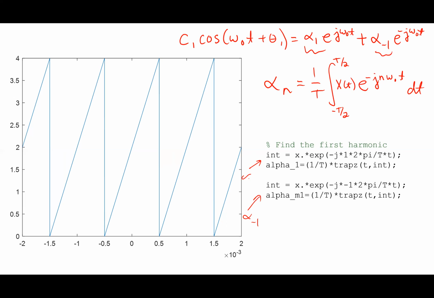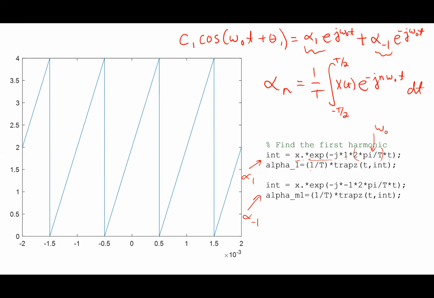So this is alpha 1, and this is alpha minus 1 down here. Notice what I did. I did x dot multiply exponential negative j times 2 pi over T. This 2 pi over T is my omega naught, my n value is 1, and then I have the t vector in there. Now notice I did the dot multiply because I want to take every entry in x and multiply it by the corresponding entry in that exponential vector.